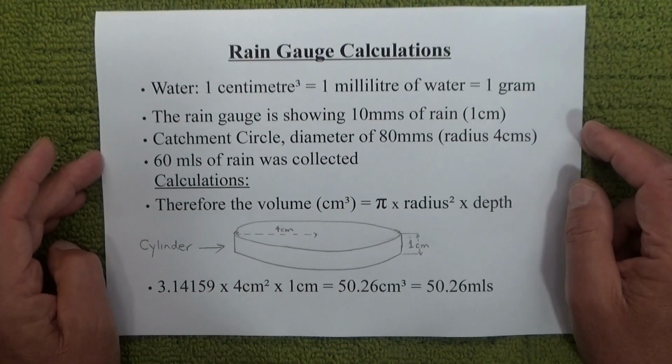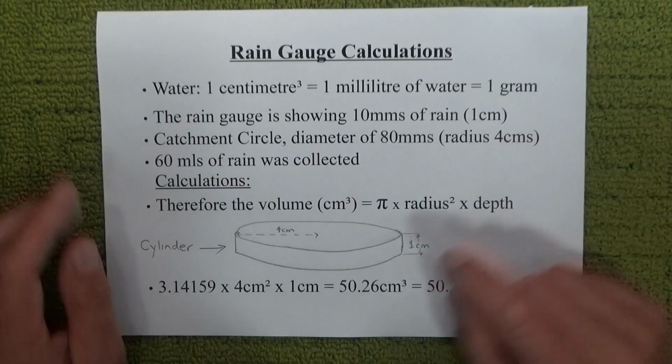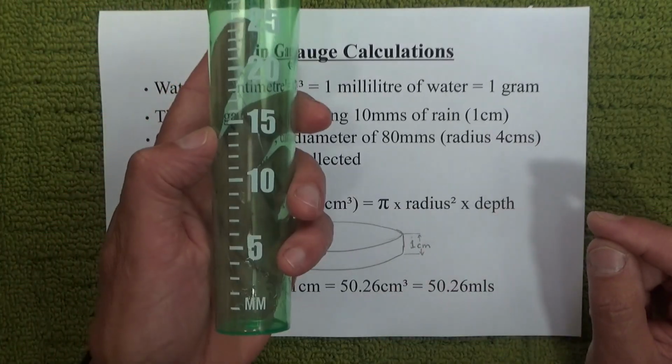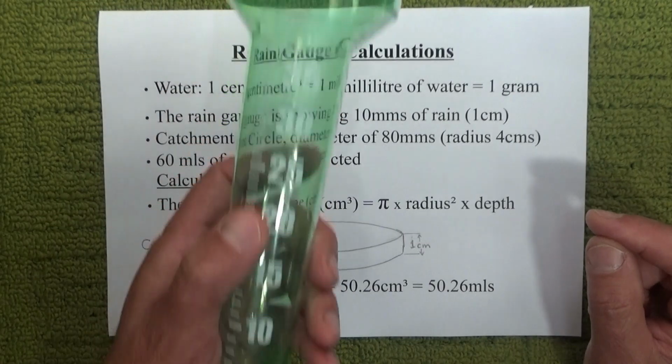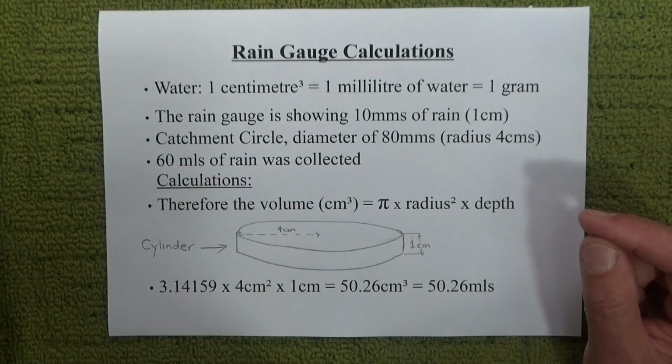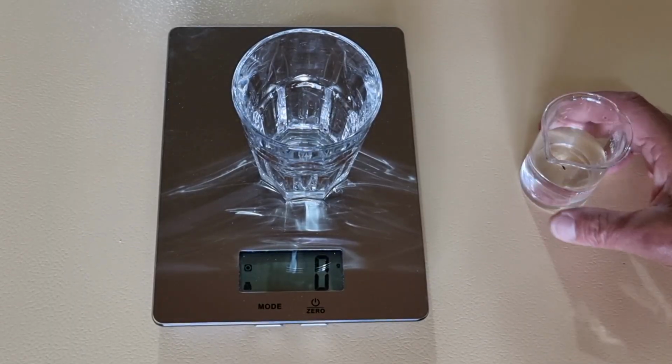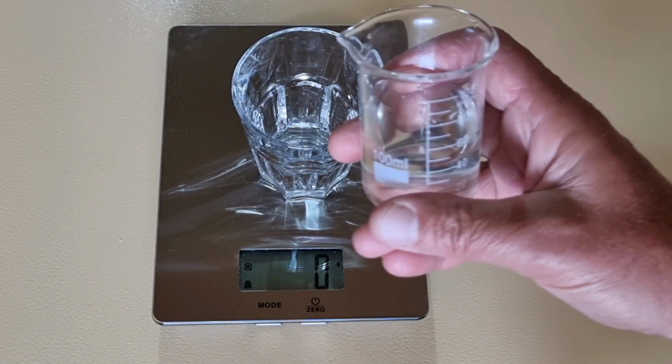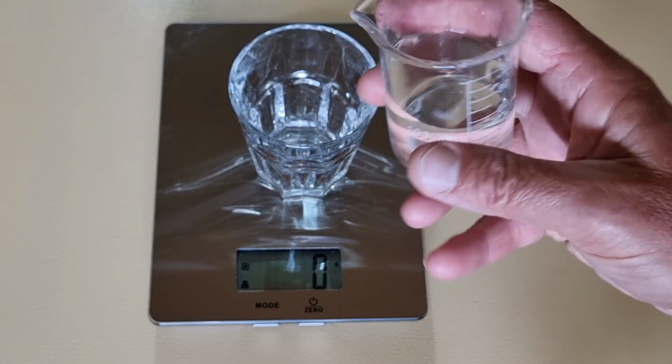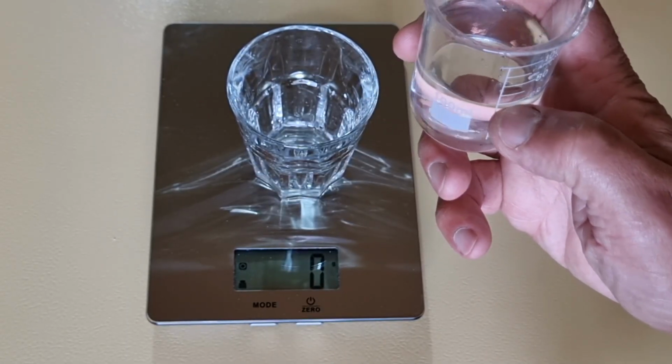Okay, so I guess that's the summary then. This rain gauge is under-reading the actual rainfall.